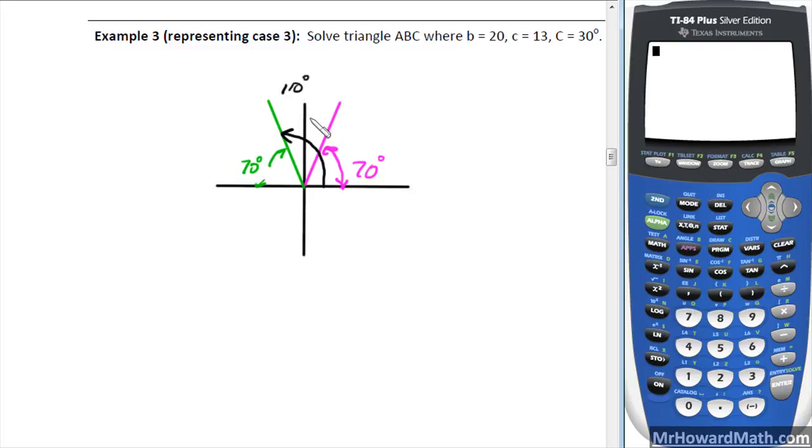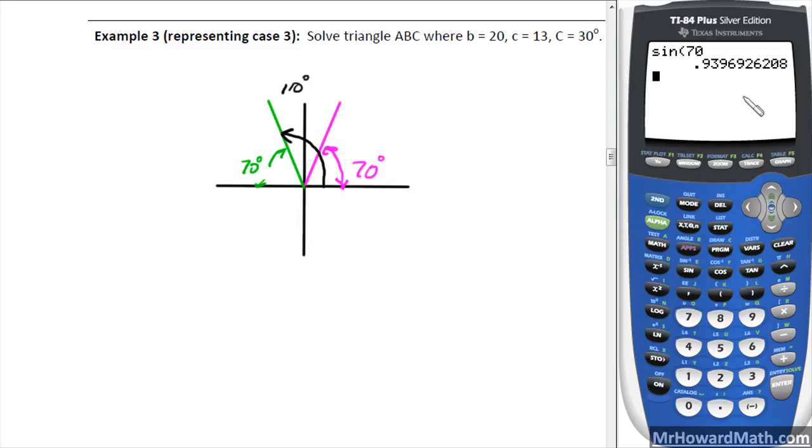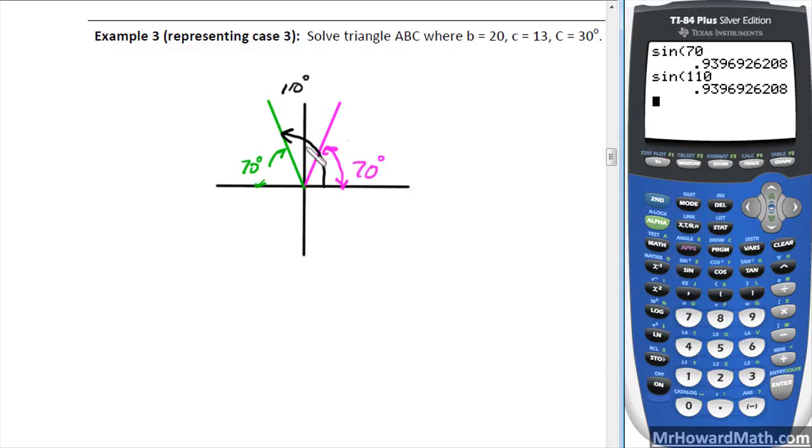So what I am going to show you is that sine of 70 is going to be exactly the same as sine of 110. So I'll prove it to you. Sine of 70 is that decimal. Sine of 110 is the exact same decimal. So what does that mean? That means that if you are using the law of sines and you have the ambiguous case set up and you get an angle that is between 0 and 90, an acute angle, that means there's another possibility for it, that it is the 180 minus that angle, because you're producing a sine value.